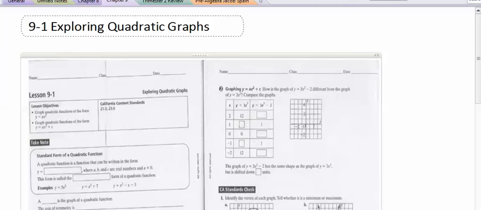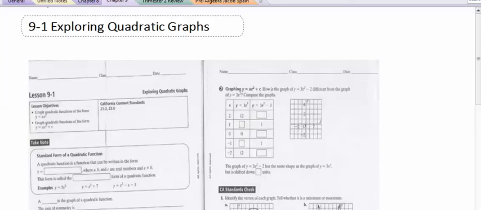Okay, today's lesson is lesson 9-1. I've given you a paper of notes. There's 2 pages, and I want you to glue those on the left side of page 72. Okay, so today's objectives is we're going to graph quadratic functions in the form of y is equal to ax squared, and then we're also going to graph quadratic functions of the form y is equal to ax squared plus c.